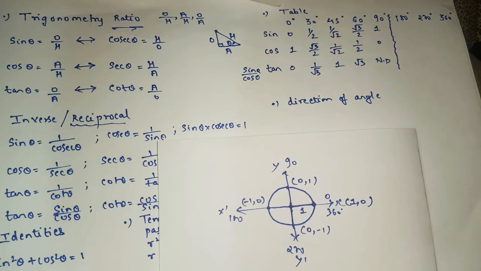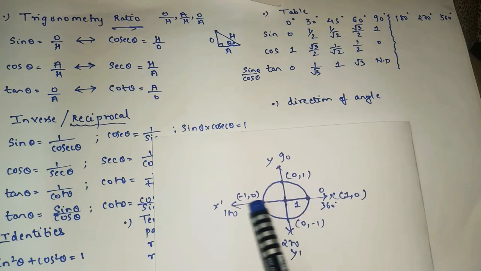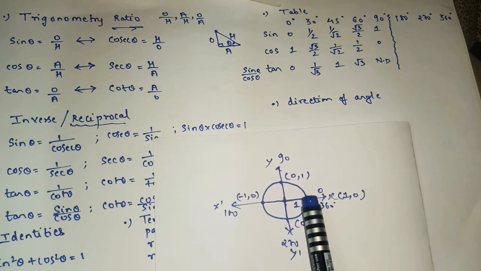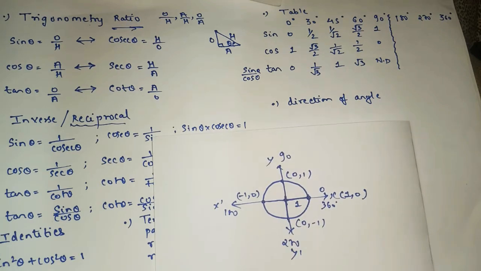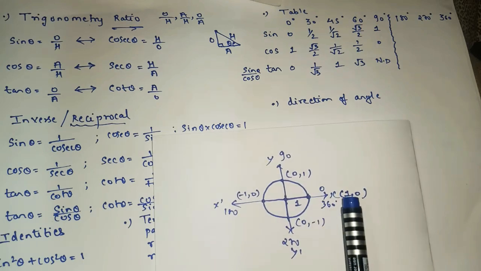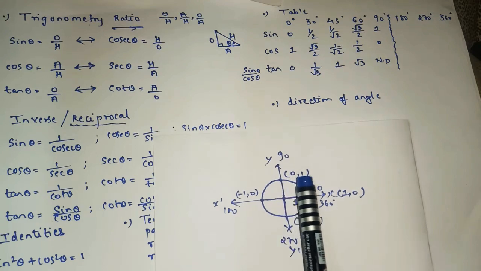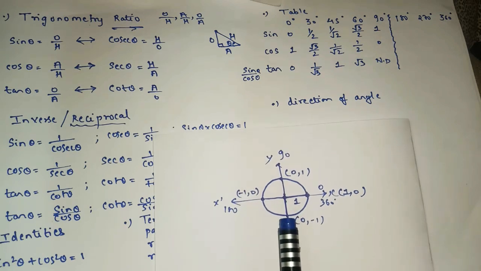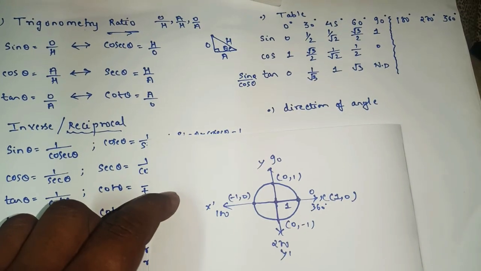So this is a trick in which you can find the answer for 180, 270 and 360. Just remember this circle as a unit circle, so the radius will be 1 from all sides. The distance from here to here is positive 1, and from here to here is positive 1, and from here to here is negative, and from here to here is negative. So on the positive x-axis the answer will be 1 comma 0. On the positive y-axis the answer will be 0 comma 1. On the negative x-axis it will be minus 1 comma 0, and on the negative y-axis it will be 0 comma minus 1.